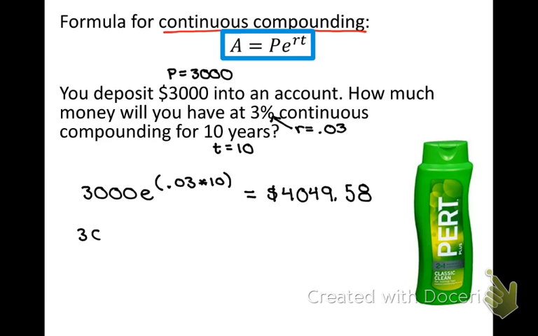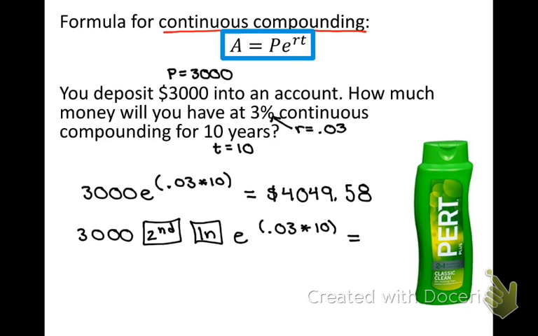Now again, this is something you need to just simply enter into your calculator. I typed in 3,000, then I did second ln, which gave me that e to the x. So the e showed up, and then I typed in that exponent of 0.03 times 10 and hit my equal sign.